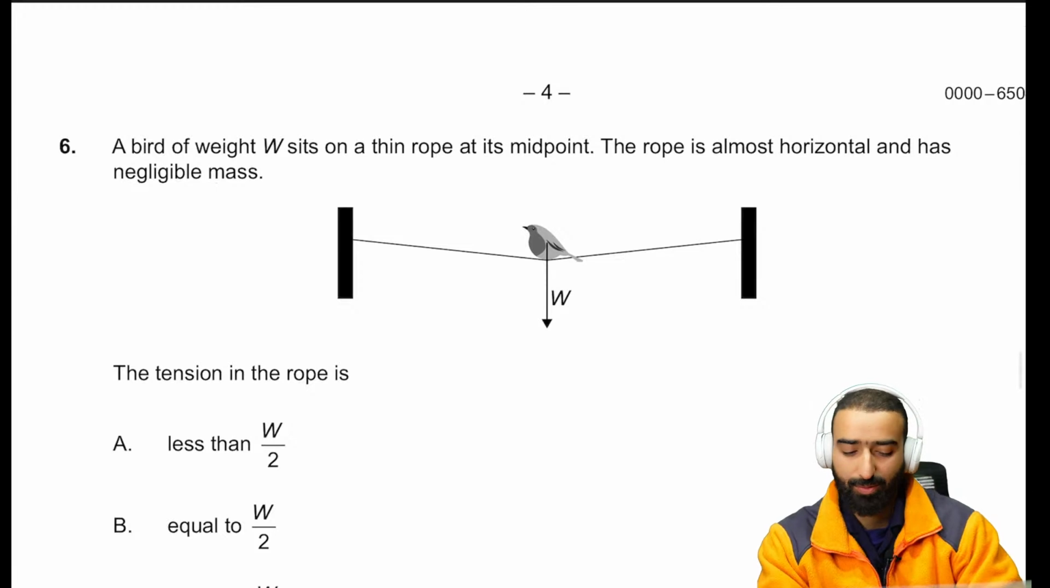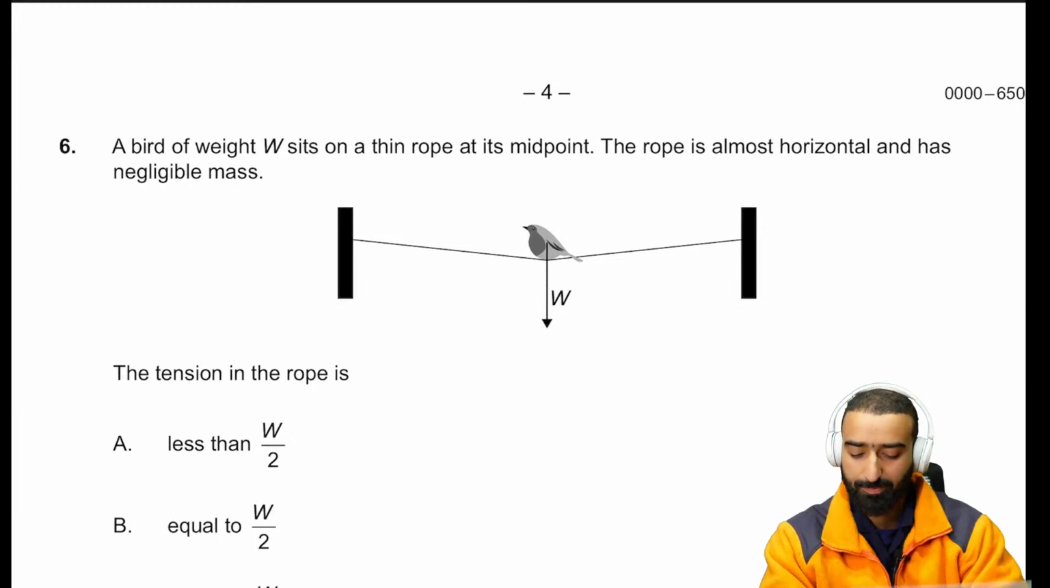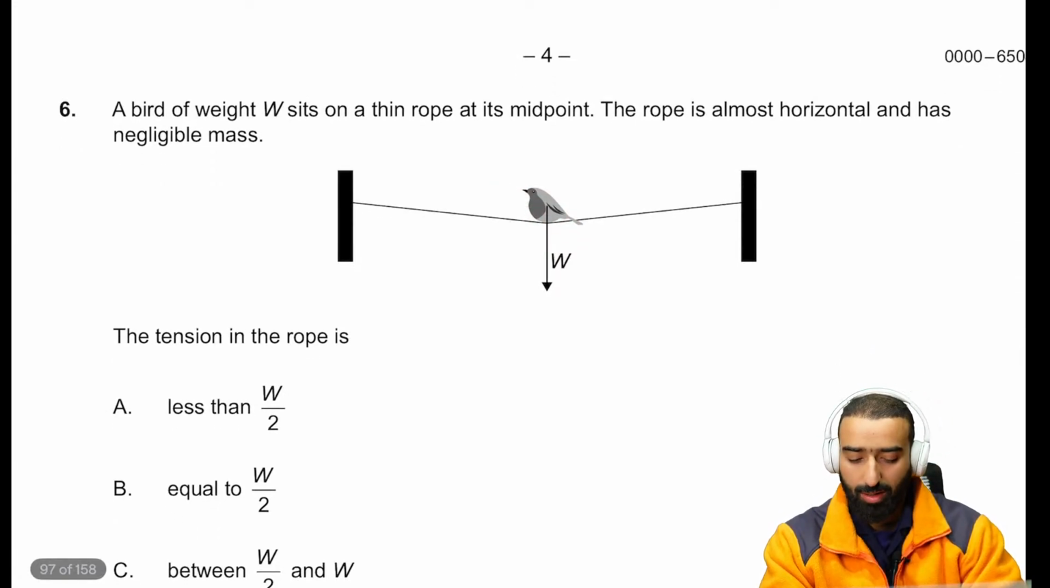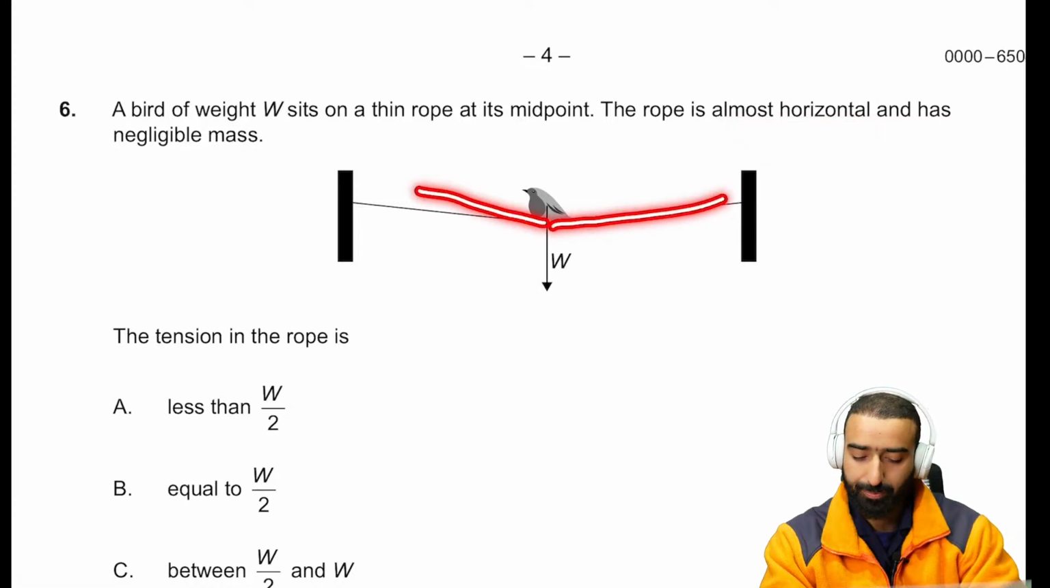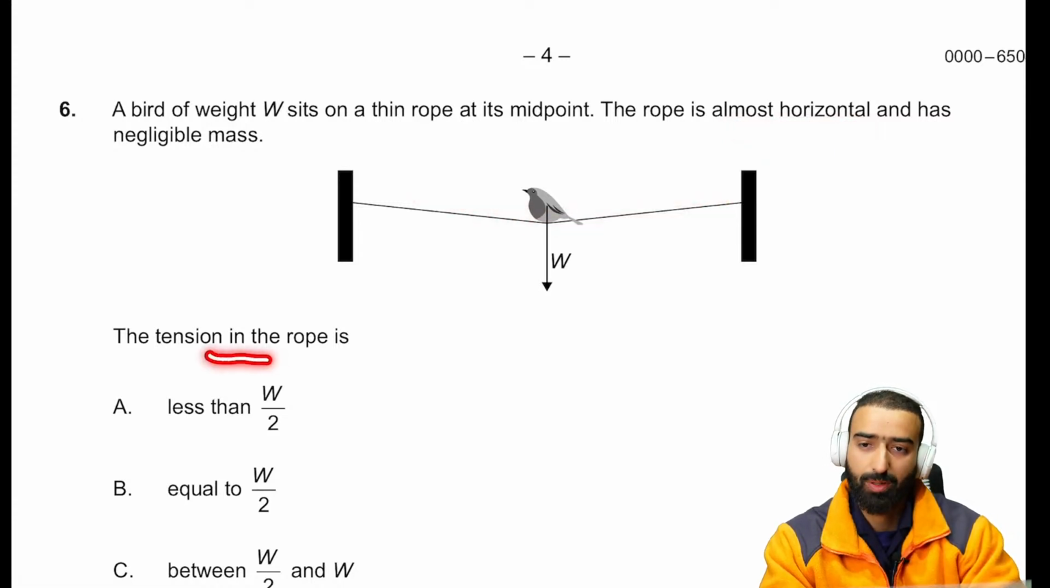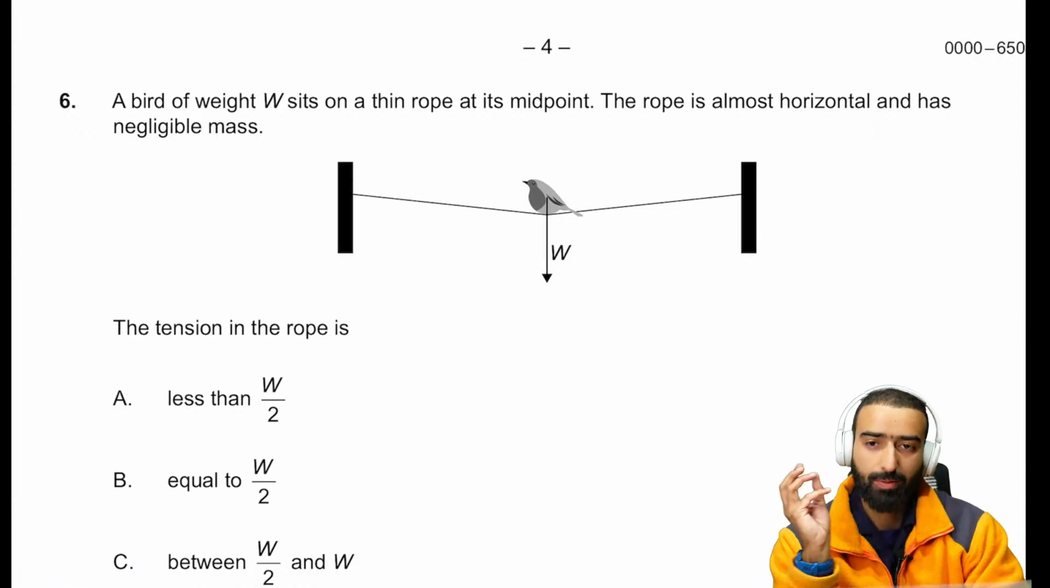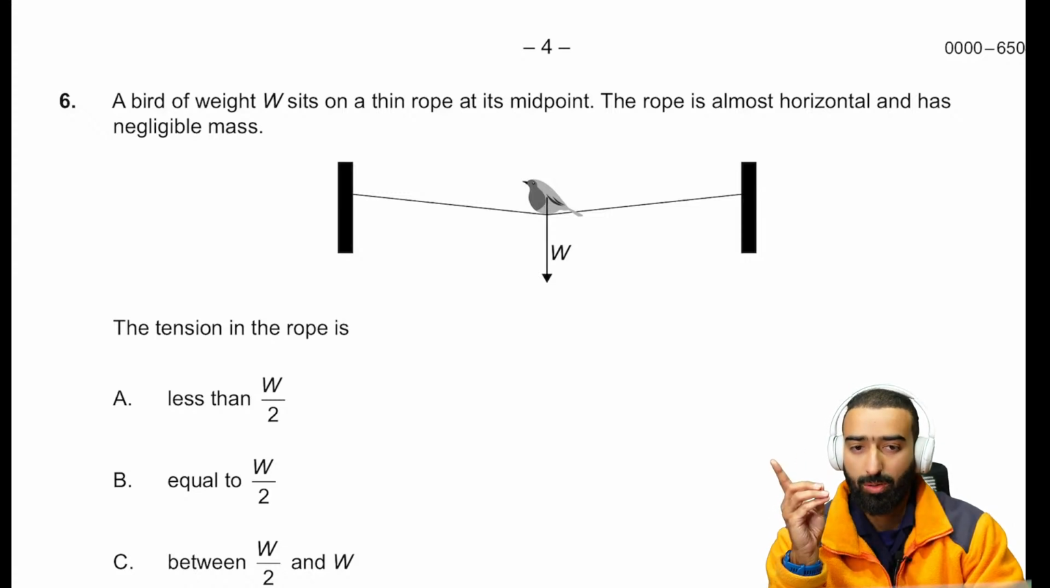Okay, this is a very interesting question. So we have a beautiful bird that is resting on a thin rope. The rope is almost horizontal, as is shown here, and we are supposed to find the tension in the rope, give the correct relationship in the tension. Now we must realize that if an object, which in our case is the bird, has to be at rest, then all the forces acting on it must be zero.